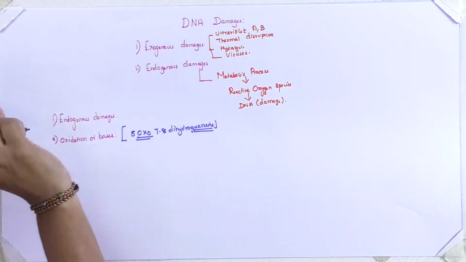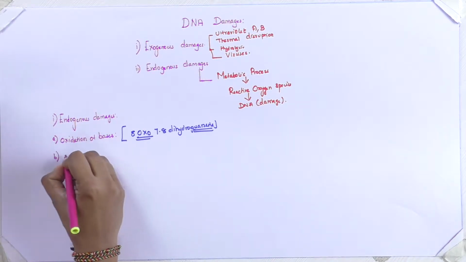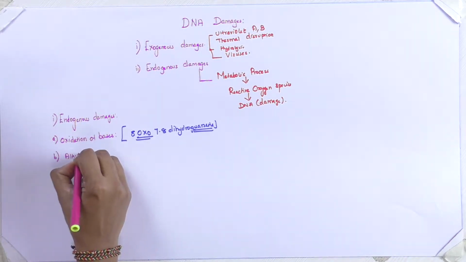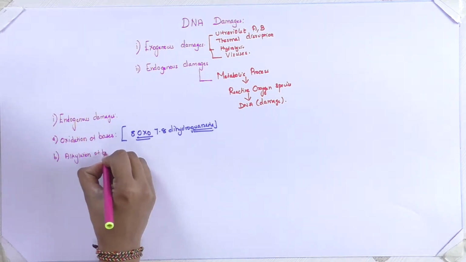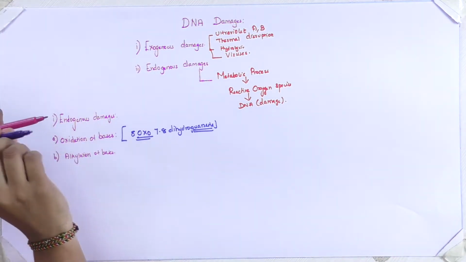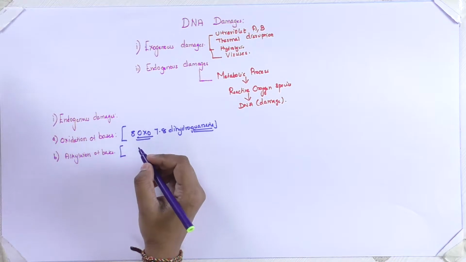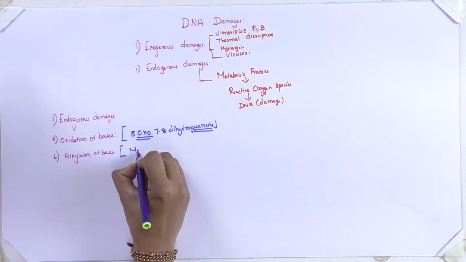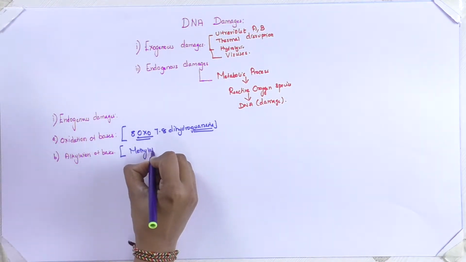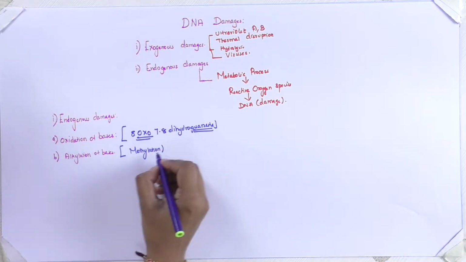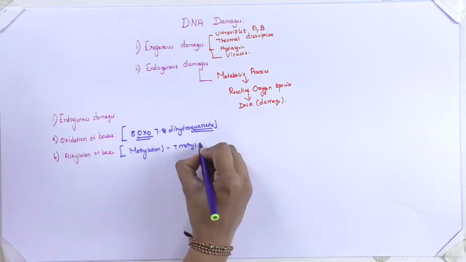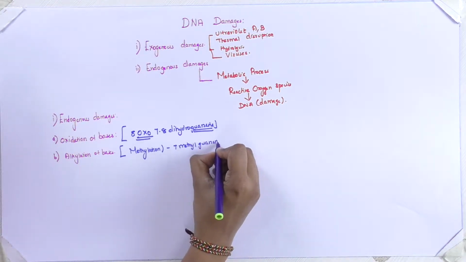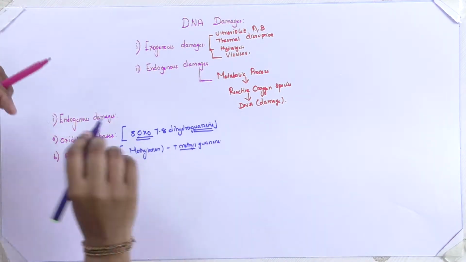The next type is alkylation. The name indicates addition of an alkyl group. Usually the best example for alkylation is methylation. Under methylation, one example is 7-methylguanine, which is addition of a methyl group to your nucleotide.